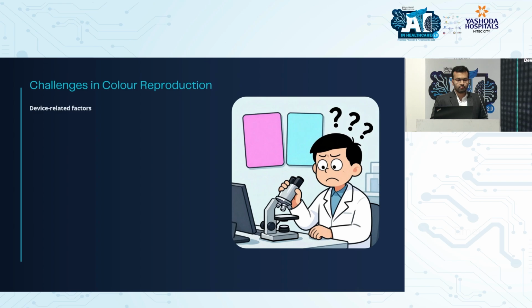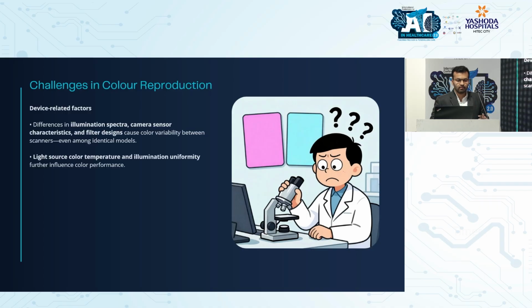So changes in color reproduction, there are multiple factors. First is the device-related factors, and the second one is your lab factors. Device-related factors means the cameras, sensors may be different, the objective lens may be different, so sometimes there's variation even between two scanners, right? And the environment in which you're scanning, is there a lot of external light that is coming in? All those also factor in, which come under your device-related factors.